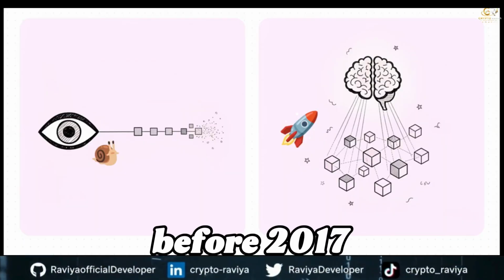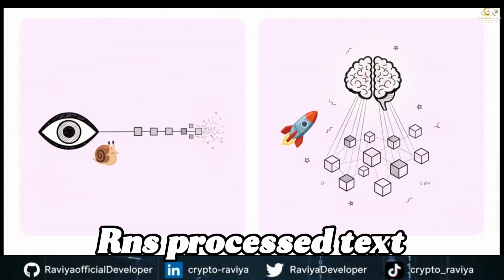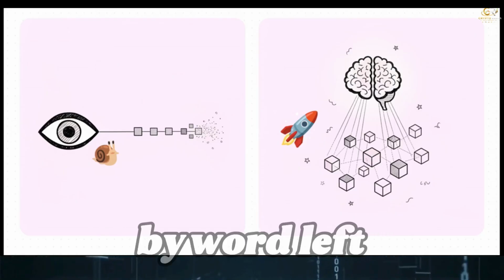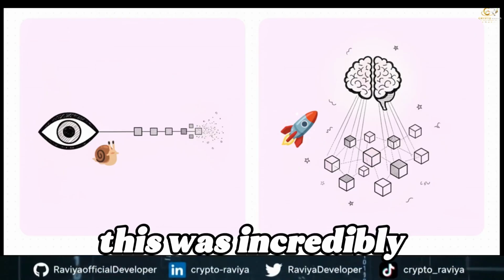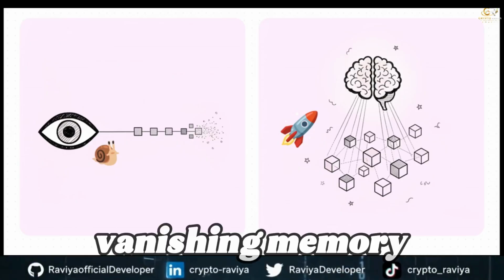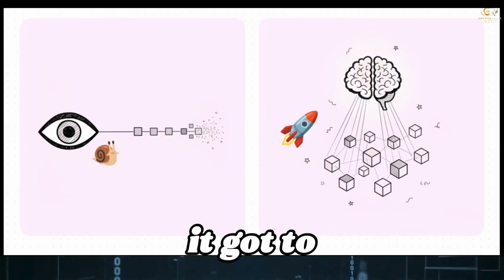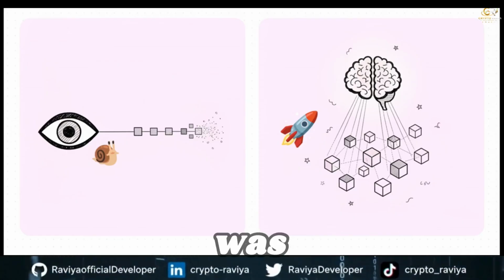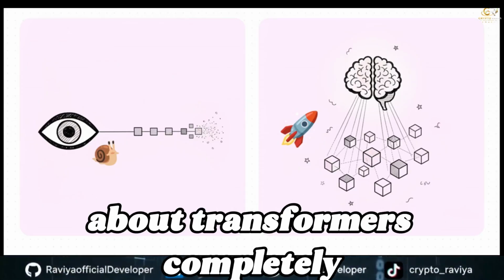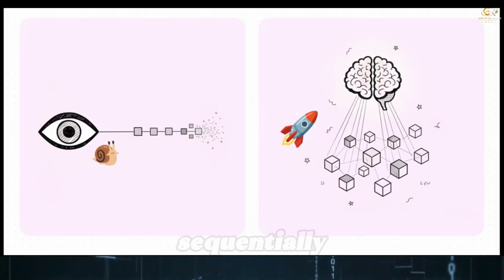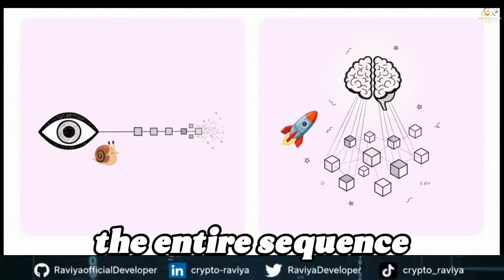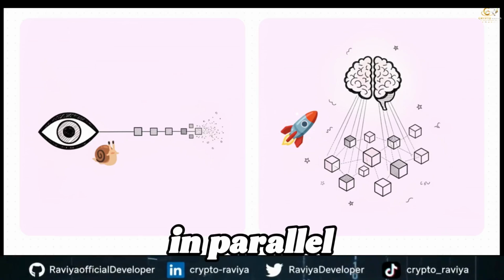Before 2017, older models like RNNs processed text sequentially. They read word by word, left to right. This was incredibly slow, and it suffered from something called vanishing memory. Basically, if it read a super long paragraph, by the time it got to the end, it literally forgot what the beginning was about. Transformers completely changed the game. Instead of reading sequentially, they look at the entire sequence all at once. They process everything in parallel.